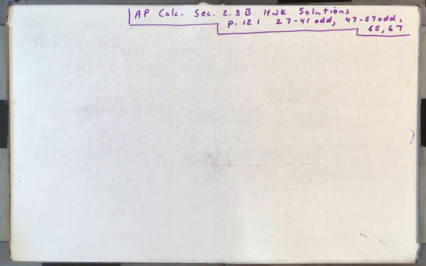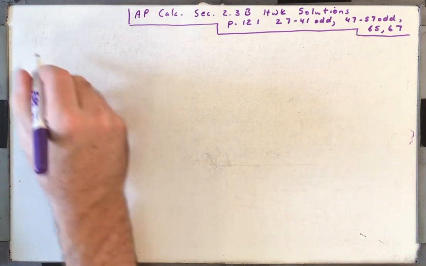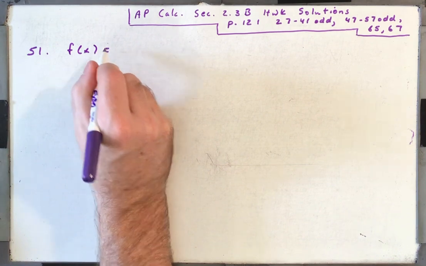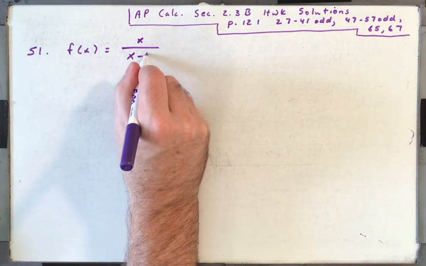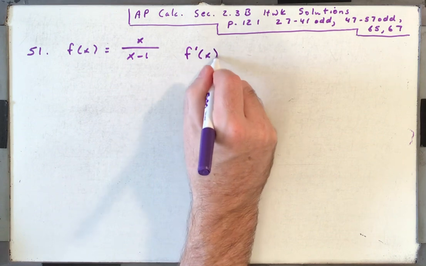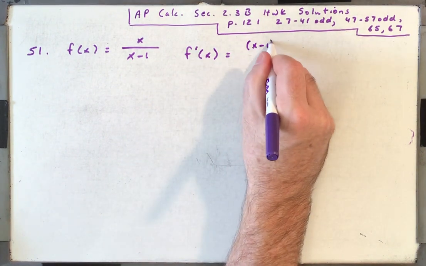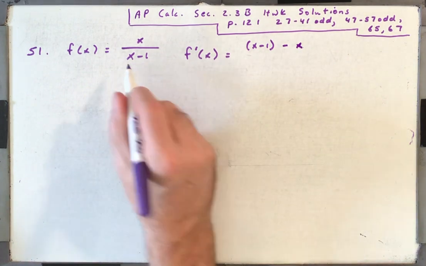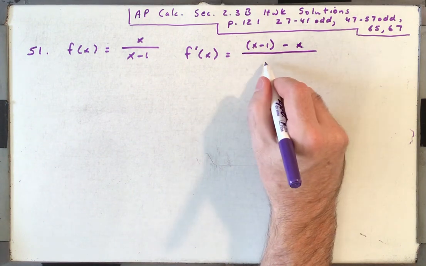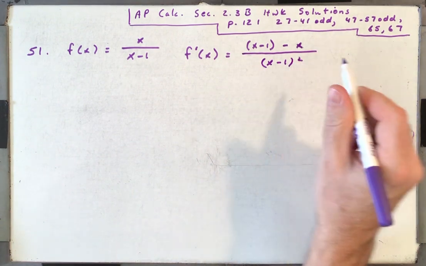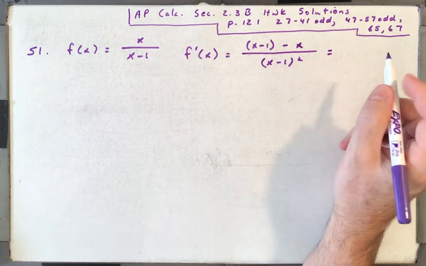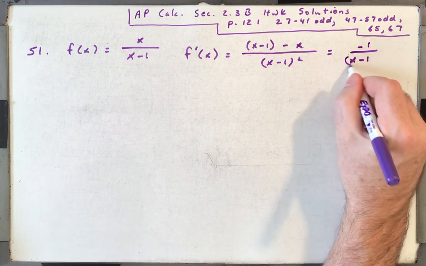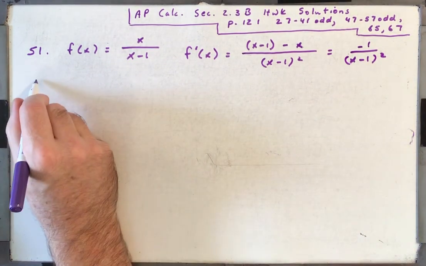Okay, let's do 51. This time we have to get a tangent line equation. We have f of x is equal to x over x minus 1, so f prime of x, bottom, x minus 1 times the derivative of the top, that's just 1, minus the top, x times the derivative of the bottom, also 1, all over x minus 1 all squared. I'm going to go ahead, we can get rid of that x, can't we? And I just have -1 over x minus 1 all squared. So we need to get the slope.